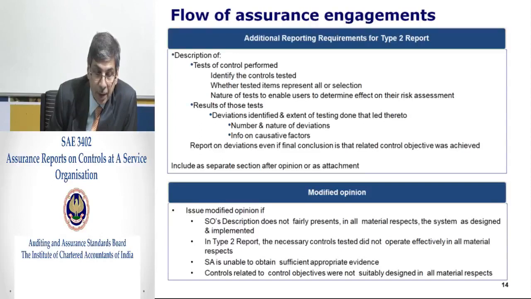Modified opinion: issue a modified opinion if the service organization's description does not fairly present, in all material respects, the system as designed and implemented. In a type 2 report, if the necessary controls tested did not operate effectively on certain aspects, or if the SAE is unable to obtain sufficient appropriate audit evidence, or if controls related to control objectives were not suitable. So these are a couple of instances where a modified opinion may be issued by the service auditor.